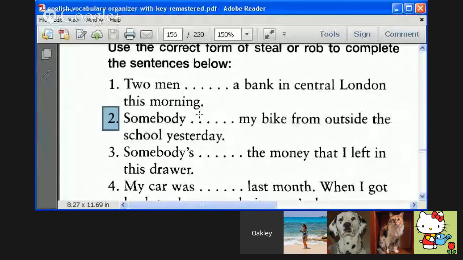Monica, number two. Somebody stole my bike from outside the school yesterday. Stole. Right, yesterday, past tense. Stole my bike. Okay, you rob another person or you rob a business, you steal a thing, an object. Right, which is why we can't use steal with a bank. All right, somebody stole my bike. That's it.